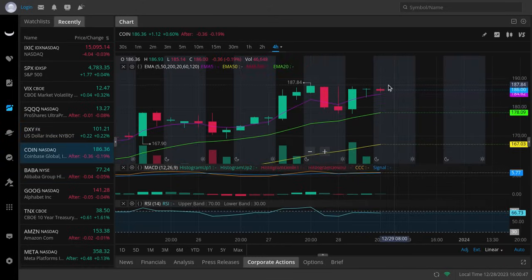Coinbase could kind of hold up for one more day, test 190, then reject. I think it's going to retrace for 178 or even below that. So I see some downside coming, maybe one more pop, then drop to 178.